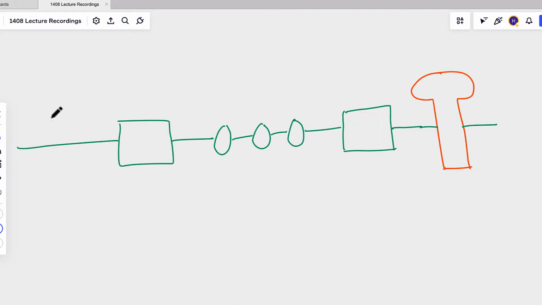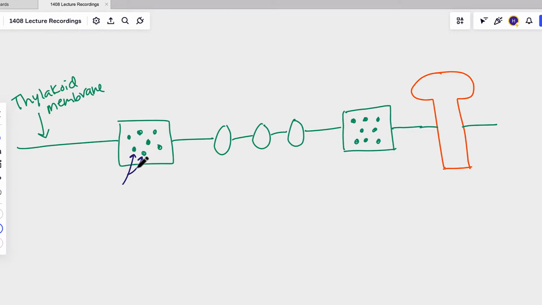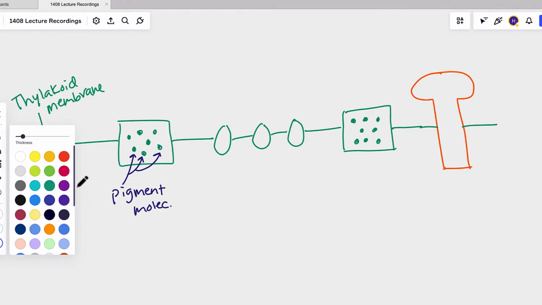So this is the thylakoid membrane, and then we have these protein complexes with a bunch of pigment molecules embedded in them. So that's what these guys are. Pigment molecules. Why does that matter? It matters because they can absorb sun energy.